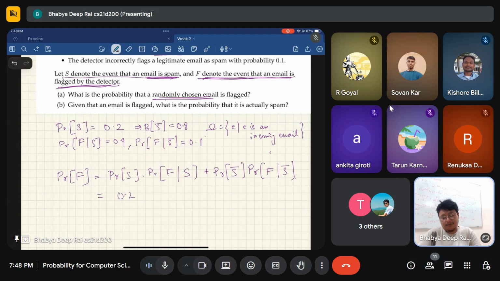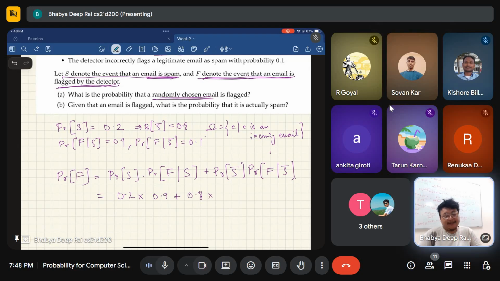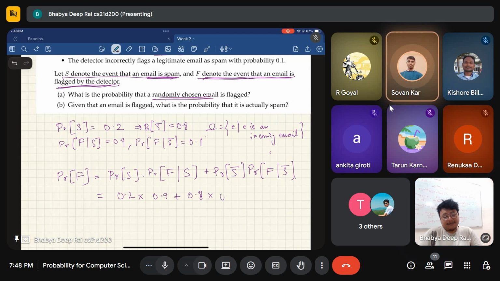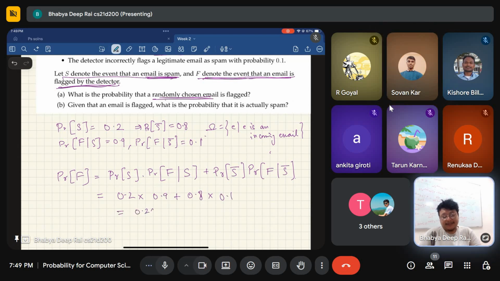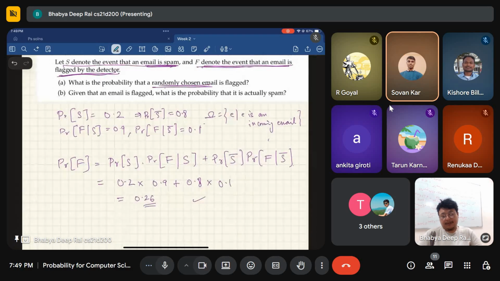So this is 0.2 times probability of flag given spam, 0.9, plus 0.8 times probability that it is not spam but flagged, 0.1, which will come to something like 0.26. Yes, correct. And after getting that, the second question becomes very easy.